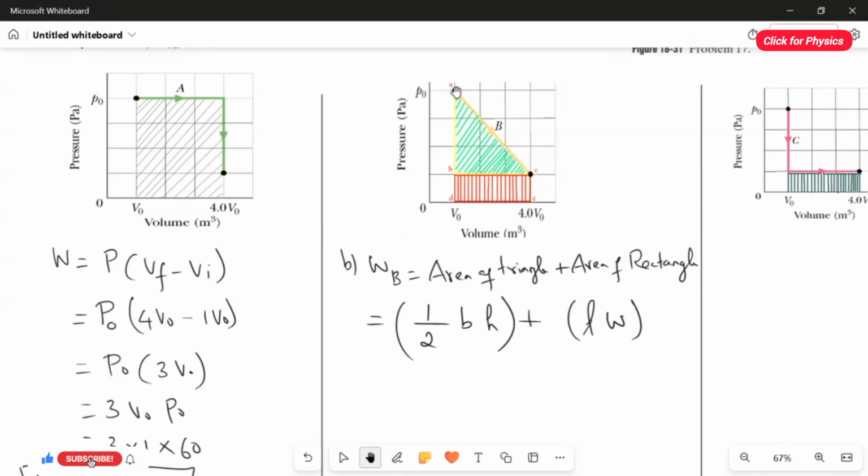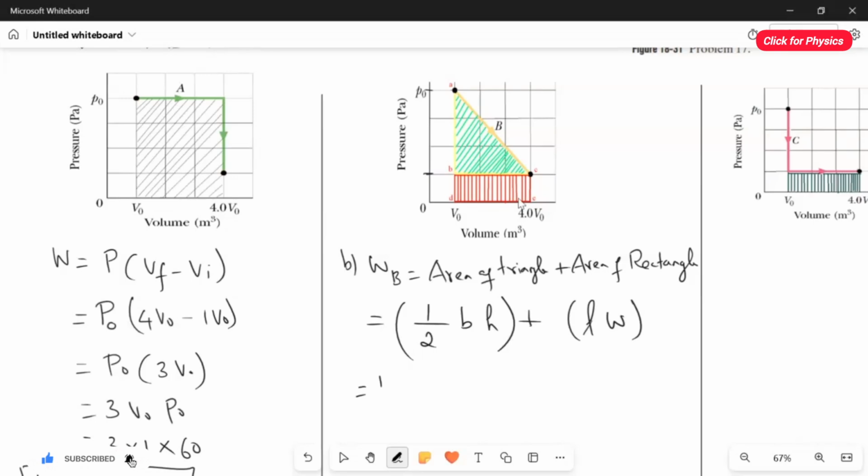So this triangle A, B, C is the triangle. From B to A, what is your height? Your height is 3 over 4 times of P naught. Right? Because you have to consider the height from here to here. So that means this is 3 over 4 times of P naught. And what is your base? The base here is nothing but 4. That means the points B and C you have to consider. So your base is nothing but 4 V naught minus 1 V naught.